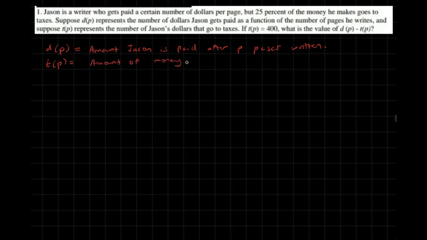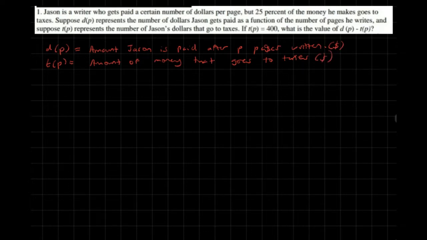Okay, so I'm just going to reiterate that DP is the amount Jason is paid after P pages written. And TP is equal to the amount of money that goes to taxes. That goes to taxes after P pages, I should have said. Both of these cases are in dollars, right?